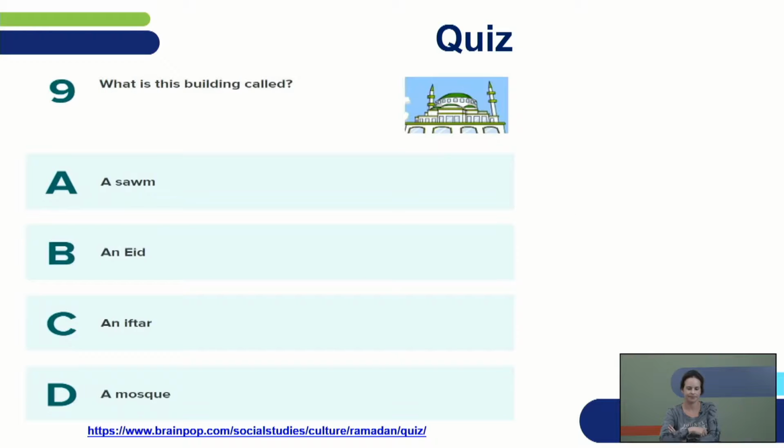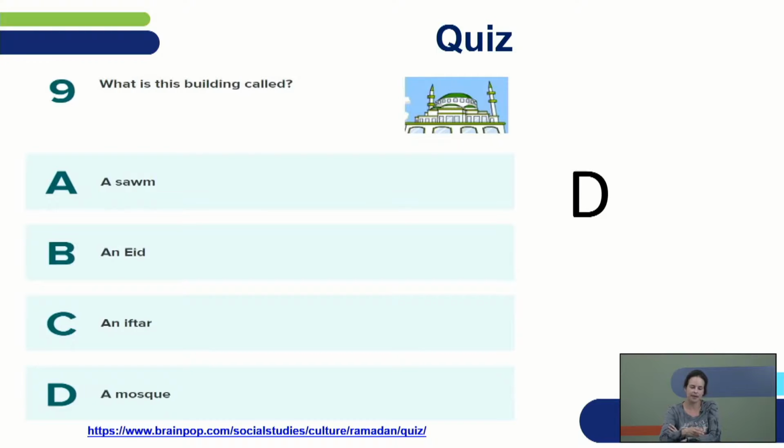Number nine, what is this building called? Do you guys remember? This is the building where Muslims go and they pray. Is it called A, a sawm, B, an Eid, C, an iftar, or D, a mosque? What do you think? The answer is D, a mosque.